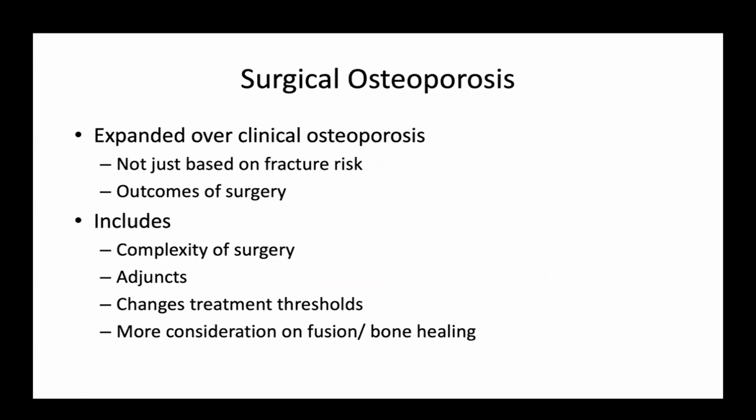But what about the surgical patient? Are these the same as the patient we're trying to prevent osteoporosis? Well, this is an expansion over the clinical diagnosis. It's not just based on fracture risk, but it's also based on the risk of poor outcomes from the orthopedic or spine surgery. And this may include other things like the complexity of surgery, the adjuncts that we can measure, and this may result in change of actually your treatment thresholds, and also a consideration of the biology on the fusion and bone healing to a greater degree than we worry about it for fracture prevention.